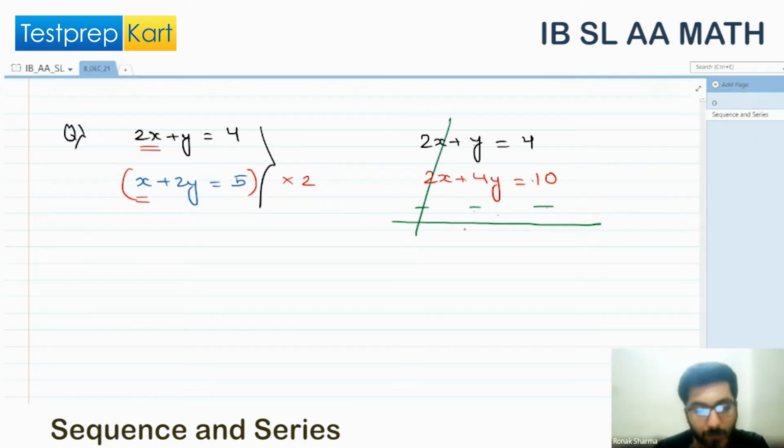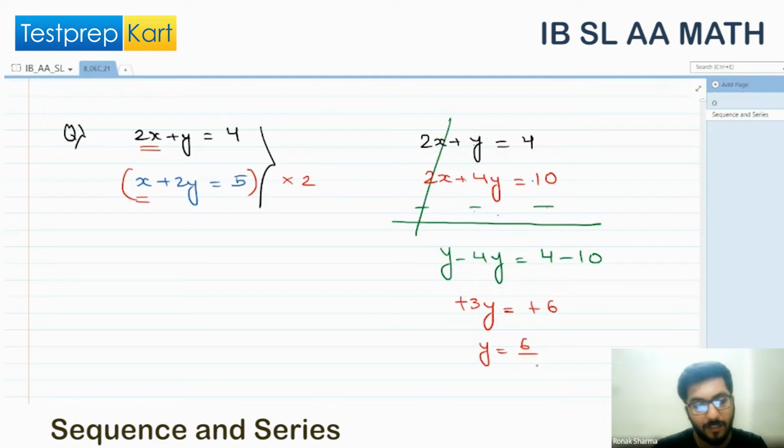So y minus 4y equals 4 minus 10, right? So y minus 4y is minus 3y, and 4 minus 10 is minus 6. So minus minus cancel out, and y will be 6 by 3, that is 2.